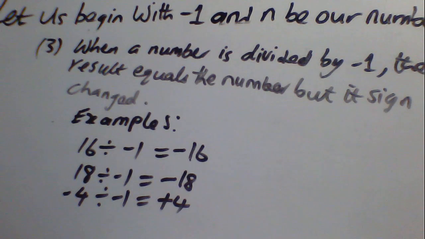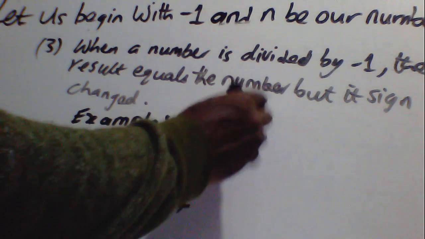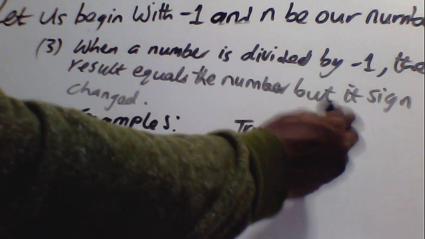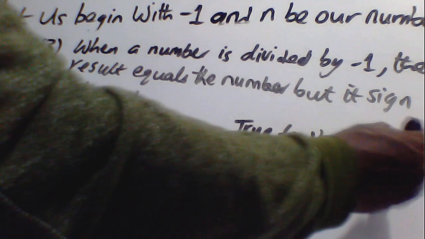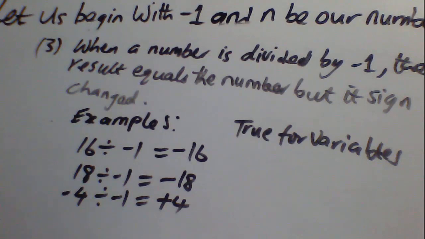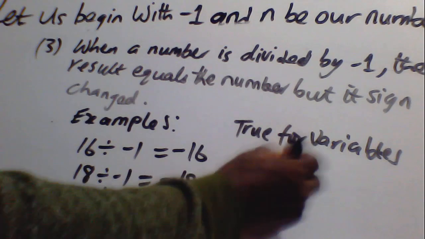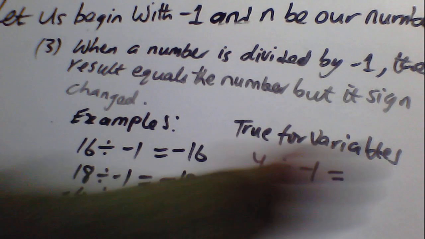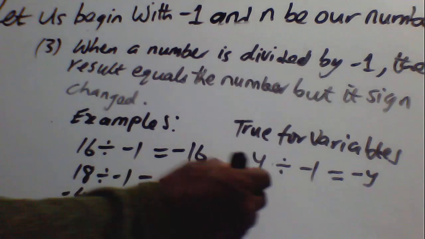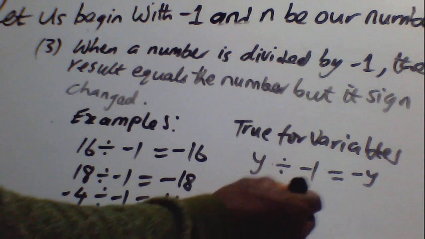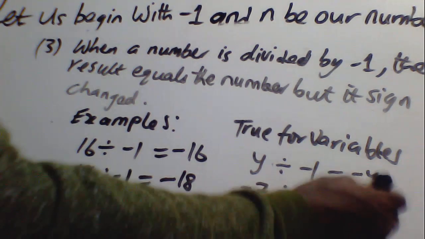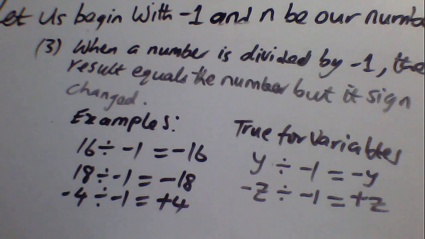So this is also true for variables. Example, y divided by minus 1 is equal to minus y. Minus z divided by minus 1 is equal to plus z. So that is it. It is equal to the number or the variable, but the sign changed.